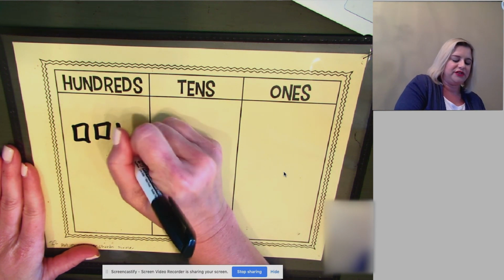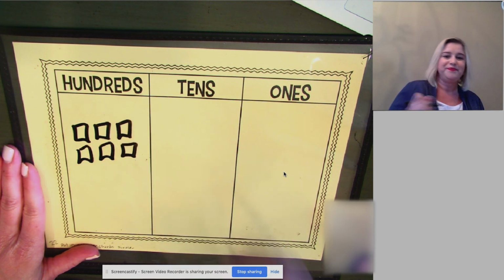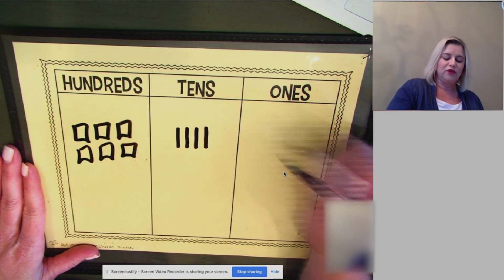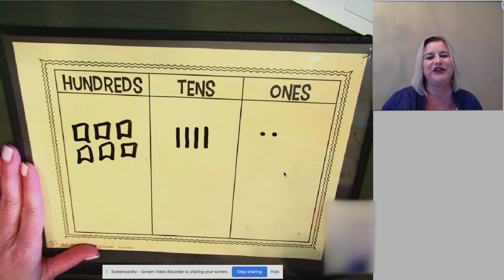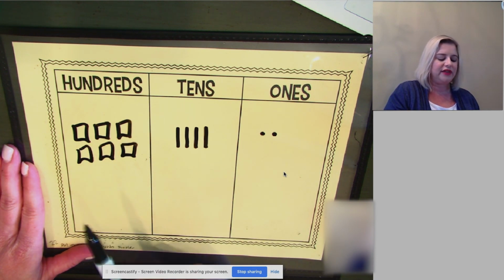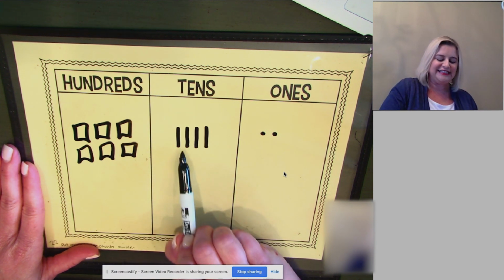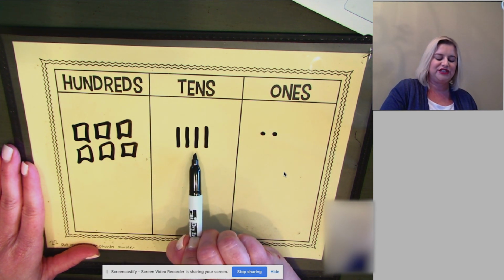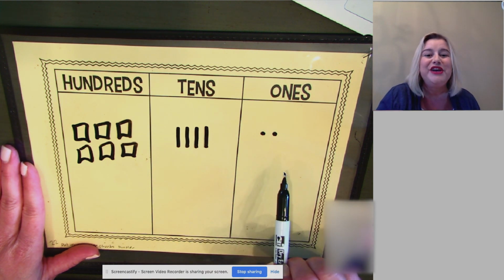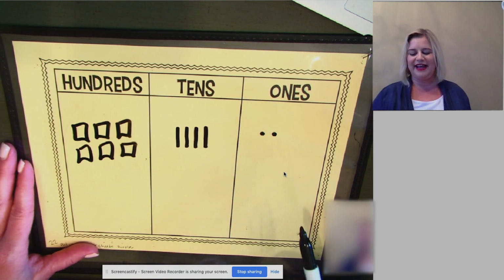100, 200, 300, 400, 500, 600, 10, 20, 30, 40, 41, 42. Let's count and make sure. 100, 200, 300, 400, 500, 600, 610, 620, 630, 640, 641, 642. Boys and girls, you are doing an amazing job today.